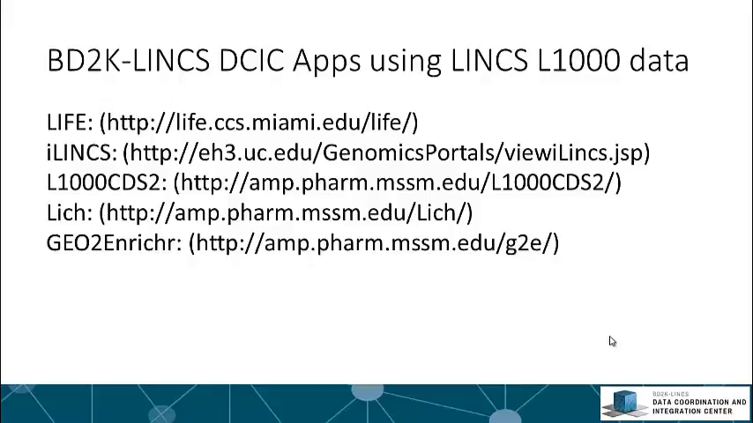L1000CDS² is a search engine developed in our lab to search for level 5 characteristic direction signatures that either mimic or reverse the user's input signature. Leech is a metadata search engine for LINCS L1000 data deposited on GEO and provides customized download of level 3 and level 5 data. GEO2Enrichr is a Chrome and Firefox extension that helps users extract signatures from studies deposited on GEO. Although it does not directly use LINCS L1000 data, GEO2Enrichr pipes the GEO signatures to L1000CDS² to search for similar or reverse signatures in the LINCS L1000 database.